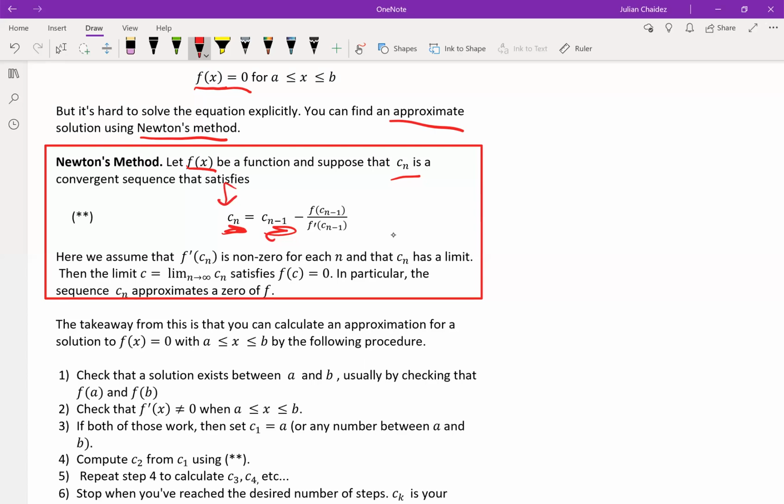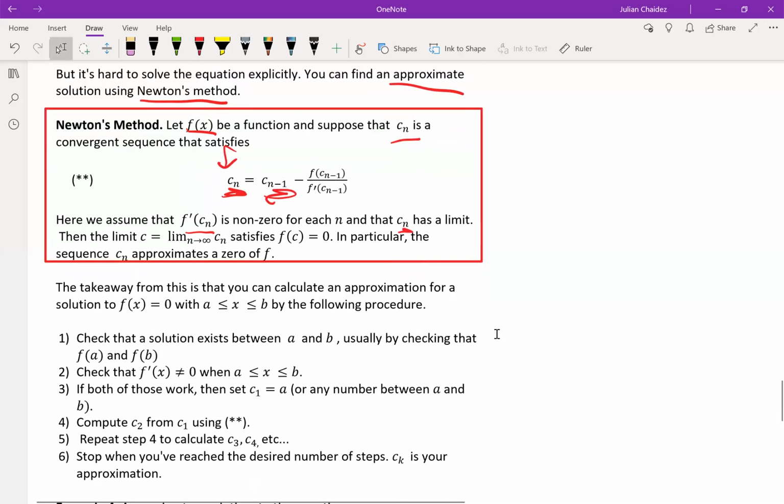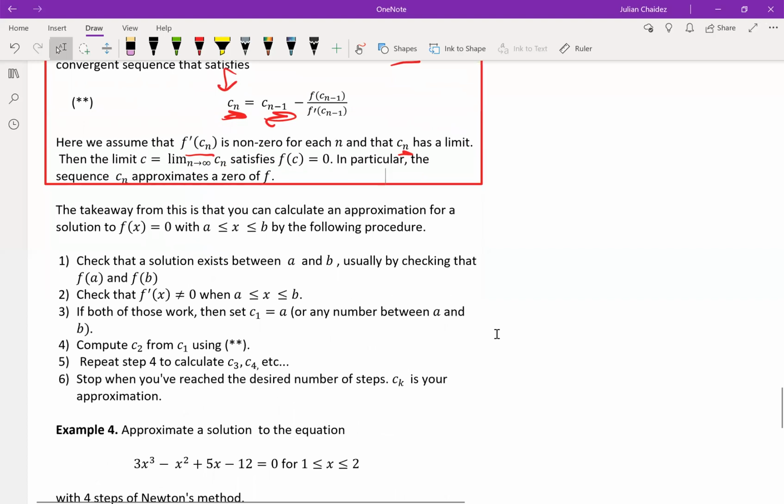This is just some weird formula for a sequence that I can construct. Here I'm assuming that all of this is well defined, so f prime of Cn is non-zero for any n, and I'm assuming this sequence has a limit. Then in this situation, the limit is a 0 of f. So if I construct a sequence like this, then Cn approximates a 0 of f, meaning as n gets larger, Cn gets closer and closer to a 0. That's a little abstract, but maybe a step-by-step procedure coming out of this fact is the following. Let's say I want to approximate f of x equals 0.